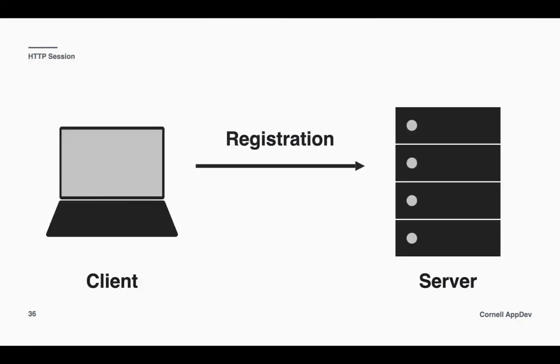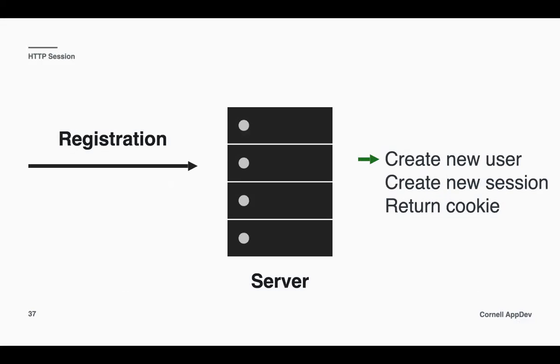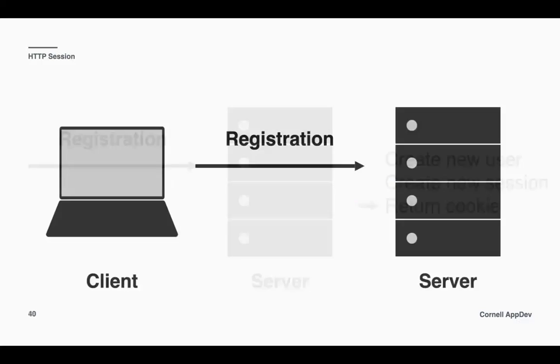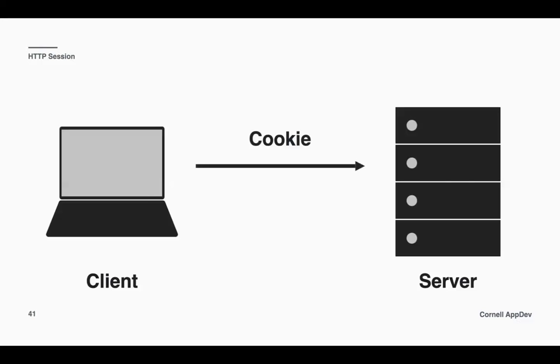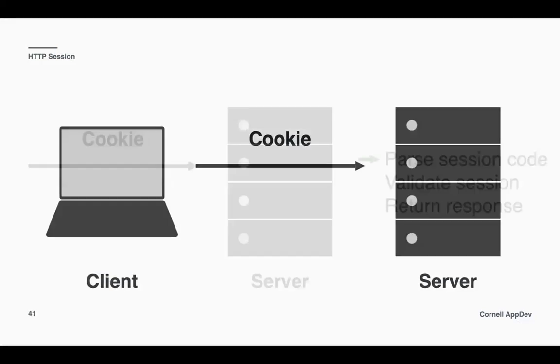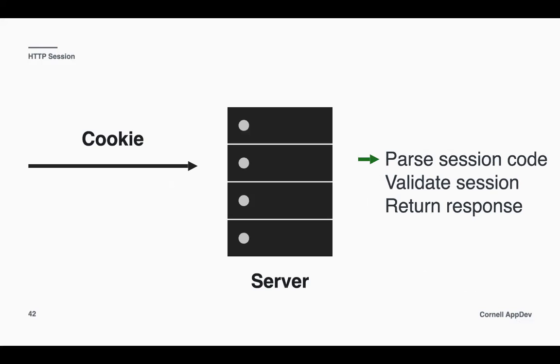So if you're registering a new user, you send your username and password to the server. The server will create that user, create a new session, and then return the cookie. So you start out logged in. And then you want to store that cookie on your front end or browser. So if you want to ever make a privileged request, you just also send the cookie in your header to the server. And then the server would parse this cookie as session code. It'll validate if it's a valid cookie, and then it will just return the response as if you're logged in.